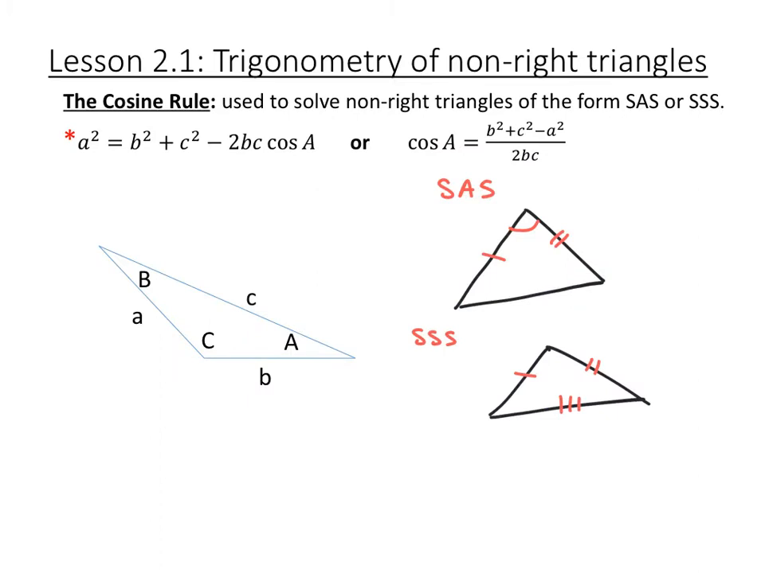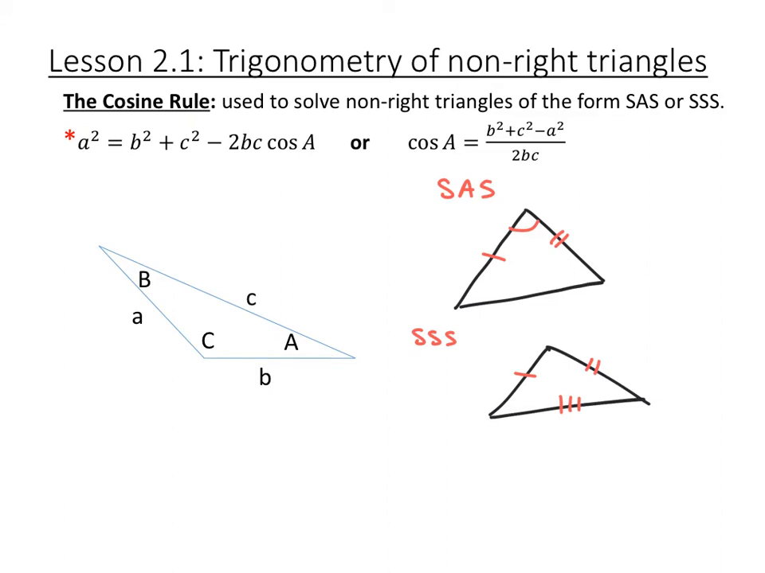The other two types of triangles that we haven't talked about yet are your side-angle-side triangles, where you know two sides and the included angle, or the angle in between, and side-side-side triangles, which means you know all three sides but no angles. Those are the cosine rule, or the law of cosines.